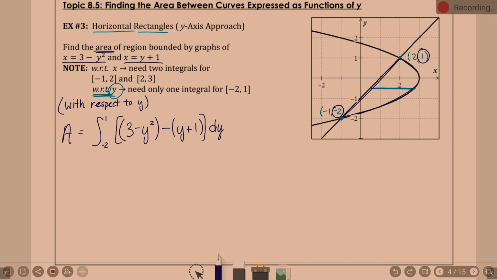We have two options of where we could go at this point. It's really a personal choice. What'd you say? Okay, one option is integrate.